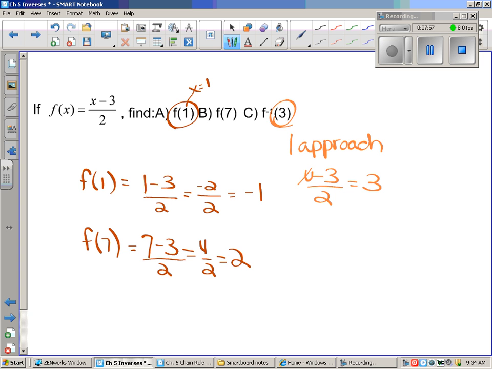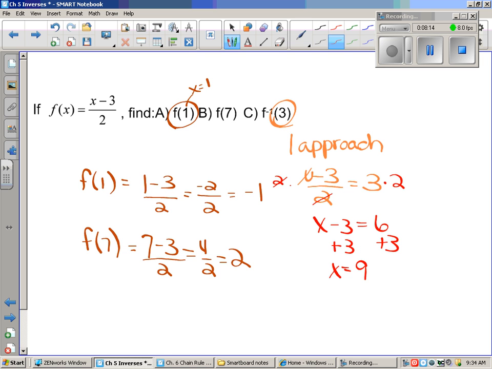And so what would you do first? I want you to think through this process. What was the first thing you do? The first thing you do is multiply both sides by 2, correct? And so I would be left with x minus 3, because the 2's divide out on this side, equals 6. And then what would you do? Good, you would add the 3 and you would get x equals 9.